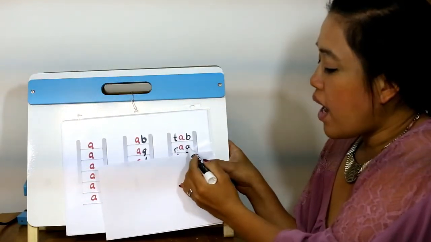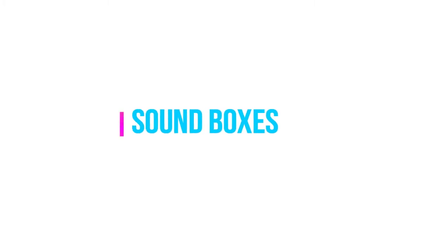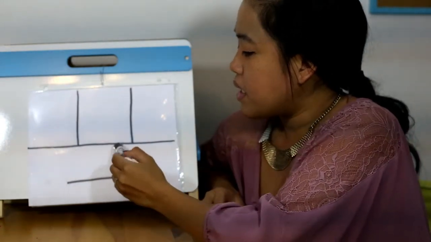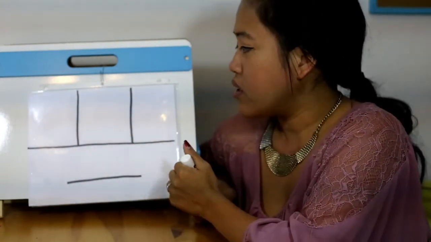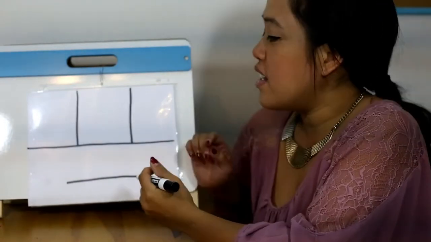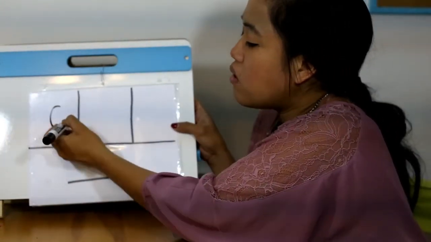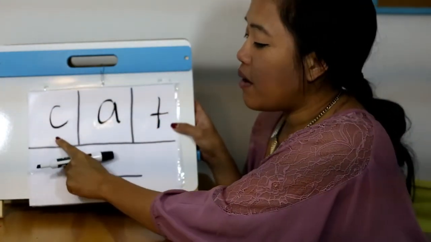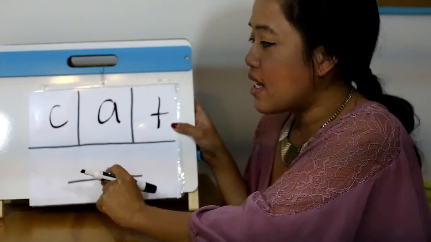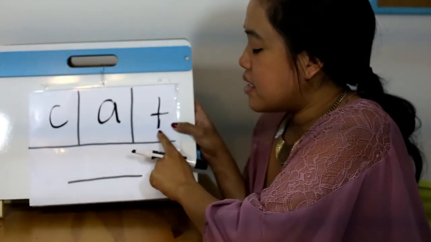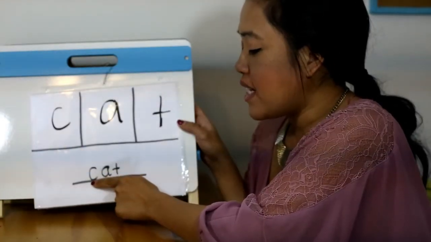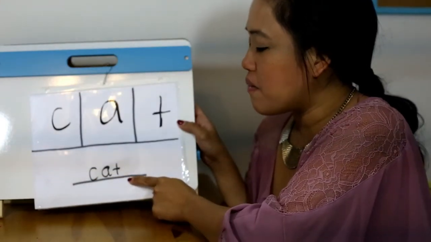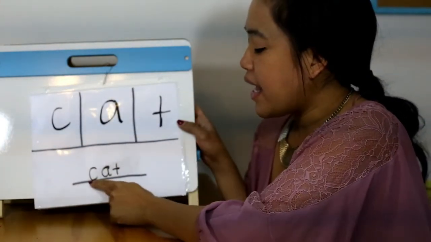Tab, rag, dad. This next blending activity I call sound boxes. And sound boxes are great because it isolates each sound. So what I would do to start this activity is I could write out the word, and then I would have them tap each box and say the sound. K, a, t, and then have them try to blend it. Cat at the bottom. K, a, t, cat.